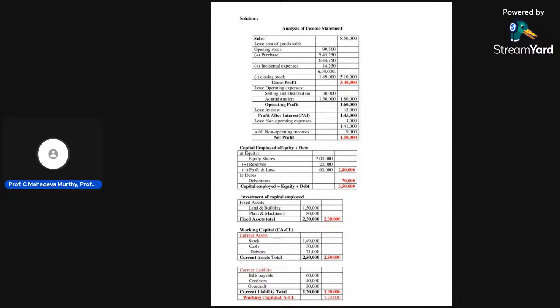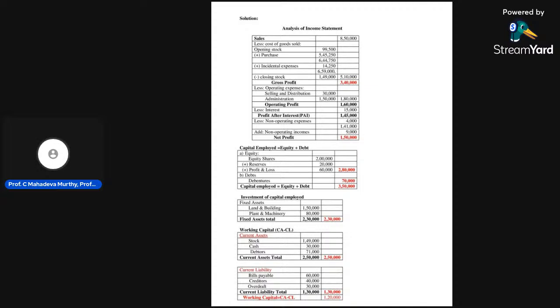Here that is a vertical statement: sales 8,50,000 less cost of goods sold. Cost of goods sold is equal to opening stock plus purchases plus direct expenses minus closing stock. This is most important. Then after that you will get the cost of goods sold. Sales minus cost of goods sold, we get gross profit. Gross profit less operating expenses, two operating expenses are there, 30,000 and 1,50,000. Gross profit minus operating expenses, we get operating profit.